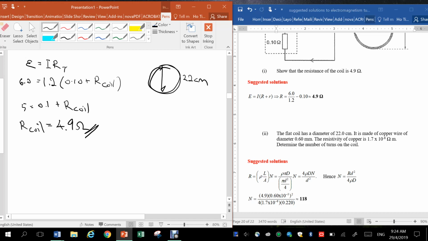And if you zoom in on a small part of the wire, this wire has a diameter of 0.60 mm. Okay, so do not confuse the two diameters, they are not the same. It has a resistivity rho of 1.7 times 10 to the power minus 8 ohm meter. Right, determine the number of turns on the coil.